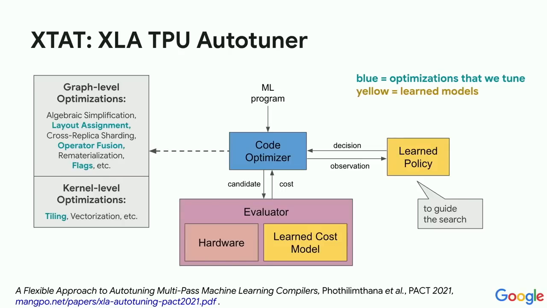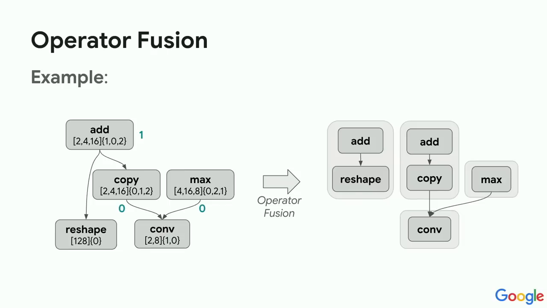Mang Po is one of the primary authors of this work, which is a flexible approach to auto-tuning multi-pass machine learning compilers. The basic idea is you have an evaluator with a learned cost model that can evaluate how quickly some piece of code compiled in a certain way would run. In some cases, you can even do that without actually running the code. Then you have a code optimizer, and a learned policy for how to set various compiler settings or choices within the mapping of high-level code down to the lower-level code and get a good signal of performance. So one example is operator fusion in a compiler.